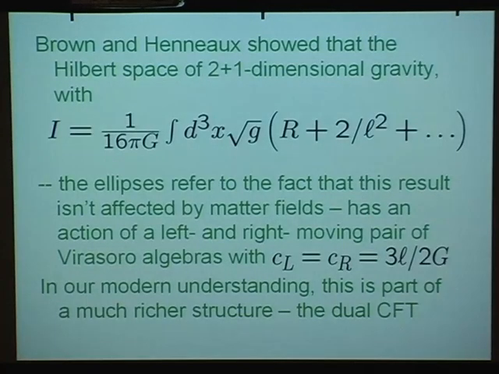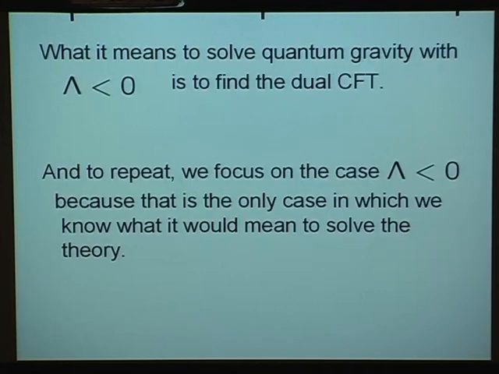Brown and Henneaux considered three-dimensional gravity maybe with matter fields. That's what these dots represent. For what I'm about to say, it's not important to be pure gravity. And they showed that the Hilbert space of this theory with negative cosmological constant has an action of left and right moving pair of Virasoro algebras with a certain central charge. In our modern understanding, this Virasoro action is part of a much richer structure, the dual conformal field theory. So what it means to solve the theory for negative lambda is to find the dual conformal field theory, and we focus on negative lambda because that's the only case where we have a clear picture of what it would mean to solve the theory.